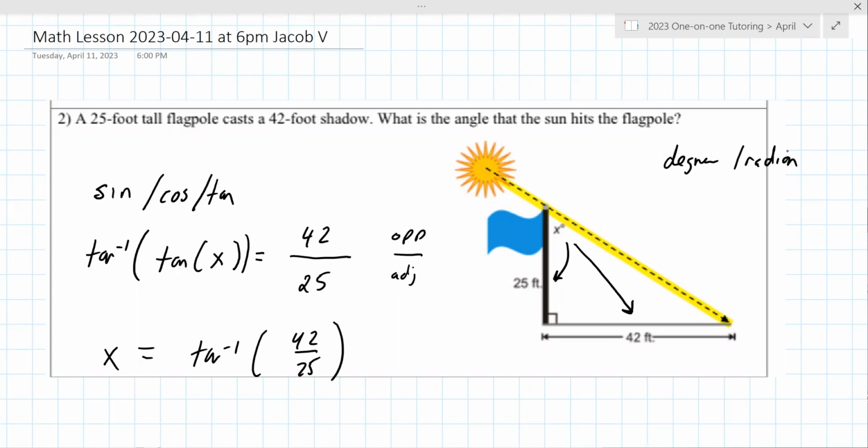Otherwise stated, radian is the other one. You want to make sure you are in degree. Always check, especially if someone else touched your calculator. You don't want to take a chance there.